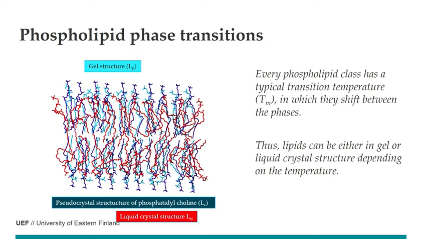So it's nothing like in the school books. And actually every phospholipid class has a typical transition temperature from gel to liquid crystal. So that's why they can be gel or liquid crystal depending on the temperature. And quite often our membranes try to be in this liquid crystal state. So in that case, there is not much limiting the membrane proteins from having different conformations.